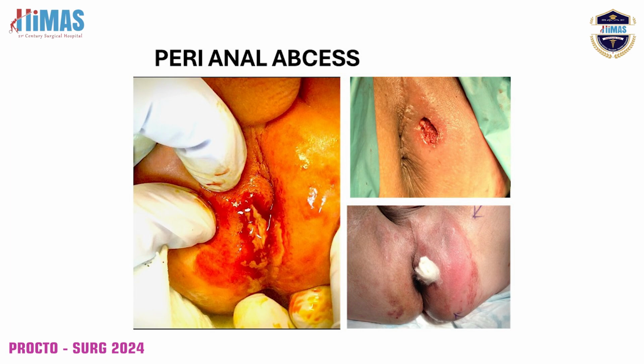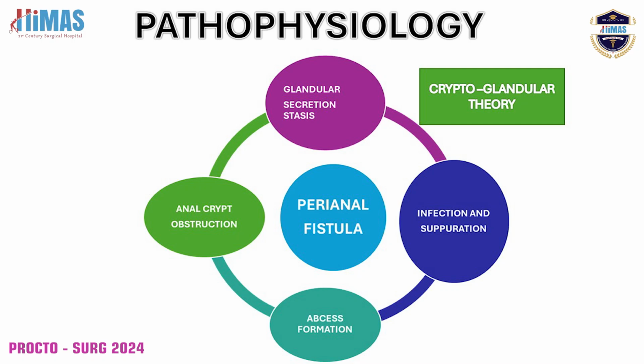So what is the pathophysiology? I told you that there are anal glands. Obstruction of the anal gland will lead to stasis, like a sebaceous cyst. In a sebaceous cyst, the punctum is blocked, sebum is collected, infected, and then becomes an abscess. Just like that, a perianal abscess arises from the anal gland. The anal gland gets blocked, stasis occurs, and it can form an abscess, and if not treated properly, it will become a fistula.